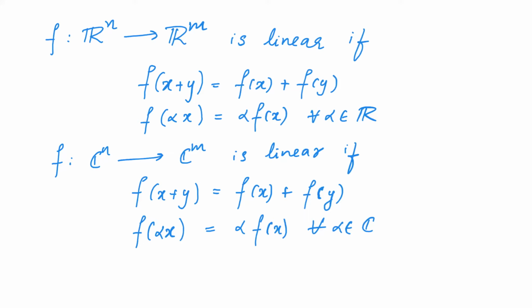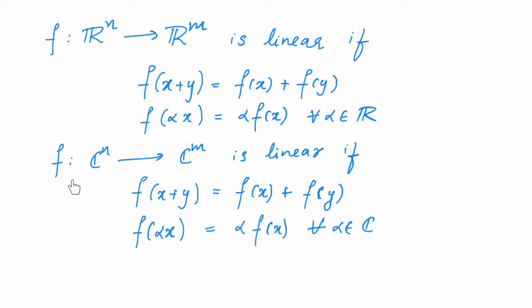Let us begin by summarizing the discussion so far. We saw that a function f from Rn to Rm is linear if f of x plus y is equal to f of x plus f of y, and f of alpha times x is equal to alpha times f of x for all alpha in R.